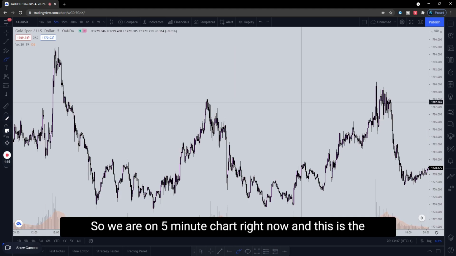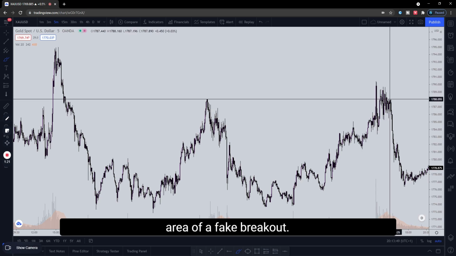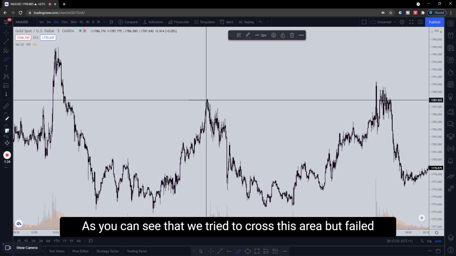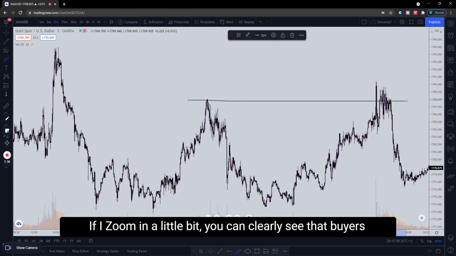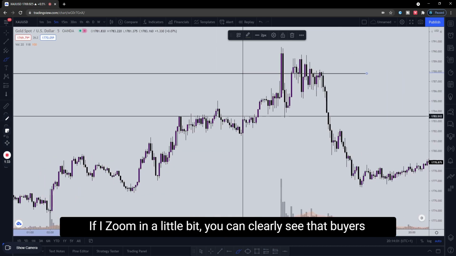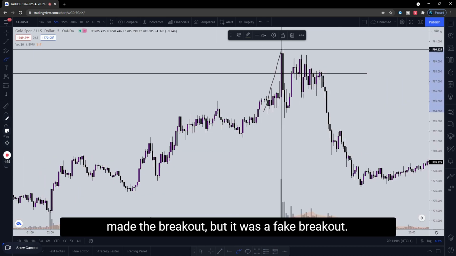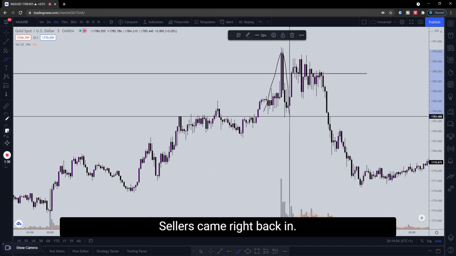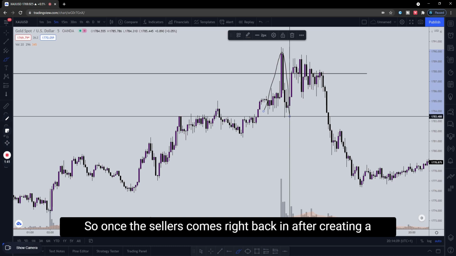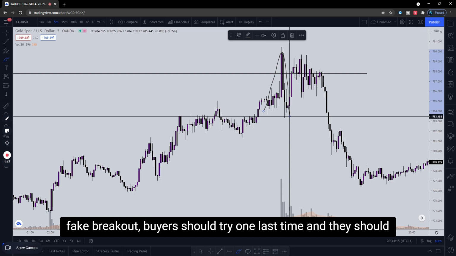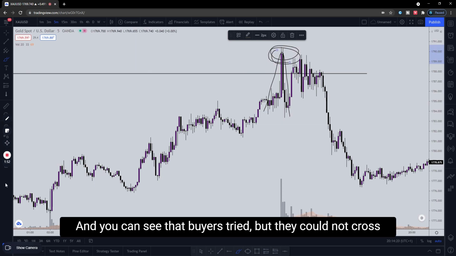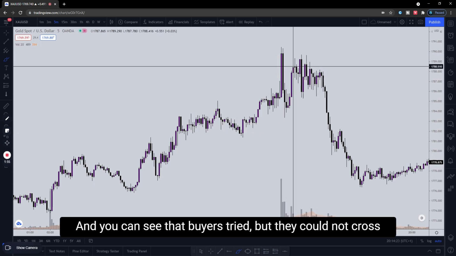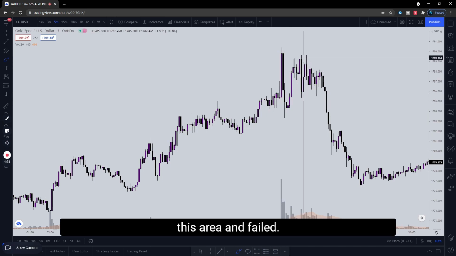So we are on the 5-minute chart right now, and this is the area of a fake breakout. As you can see, we tried to cross this area but failed and came right back in. If I zoom in a little bit, you can clearly see that buyers made the breakout, but it was a fake breakout. Sellers came right back in. So once the sellers come right back in after creating a fake breakout, buyers should try one last time and they should not cross this area. And you can see that buyers tried, but they could not cross this area and failed.